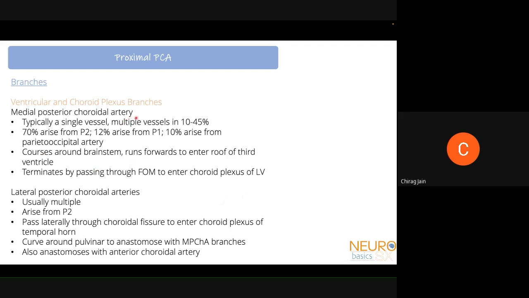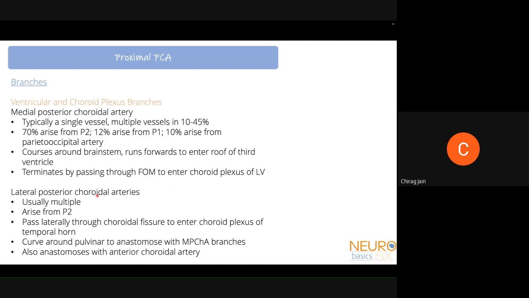And these are important. You have both the medial posterior choroidal artery and the lateral posterior choroidal arteries. It is important to remember that most likely both these arteries are arising from the P2 itself. The medial posterior choroidal usually arises as a single vessel, most likely from P2, but can also arise from the P1 or the parieto-occipital artery. It will wrap itself around the brainstem, go posteriorly, run above the pineal gland, and enter the roof of the third ventricle.